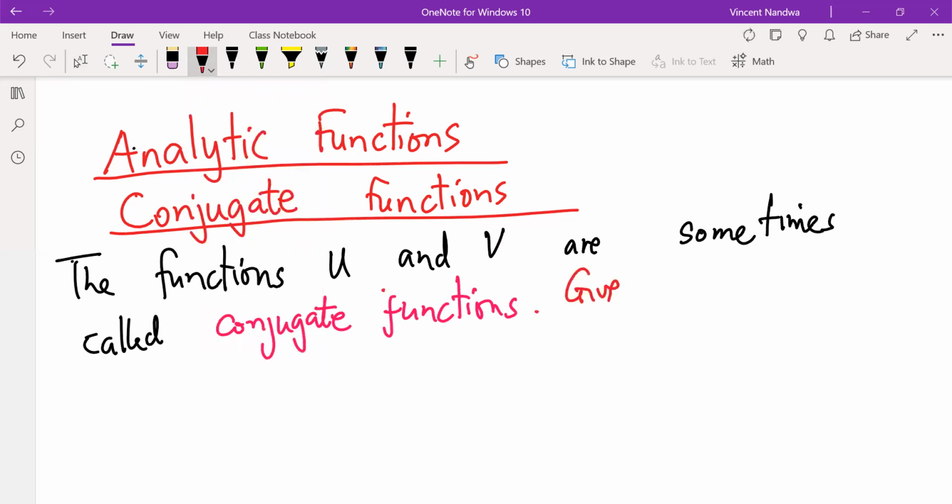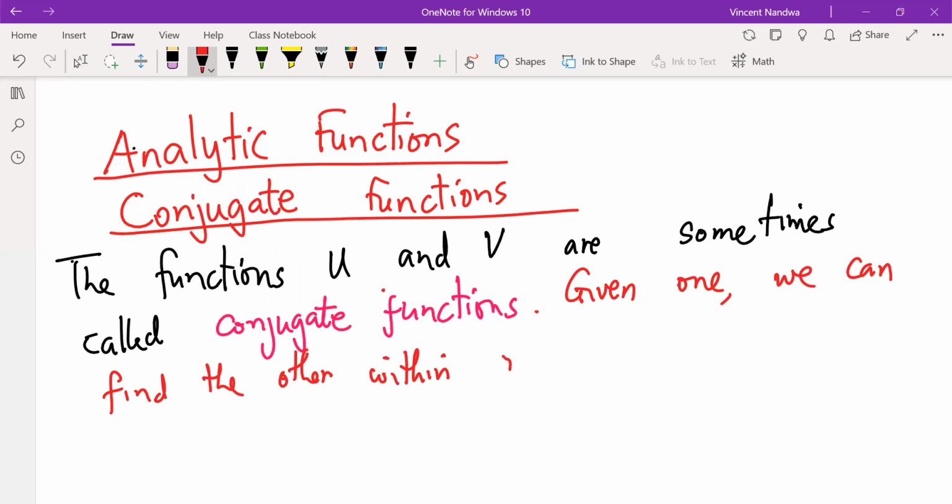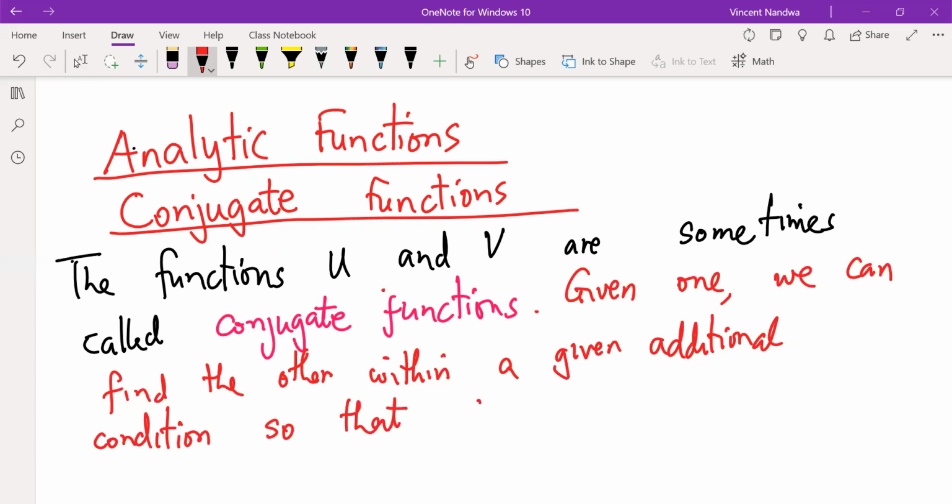So given one, we can find the other within a given additional condition so that u of xy plus i v of xy is analytic.